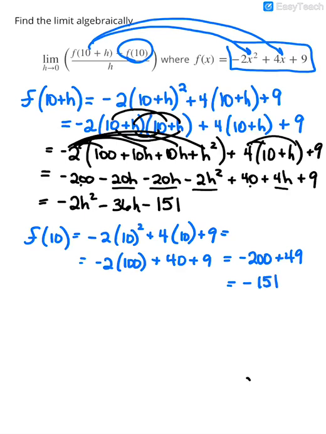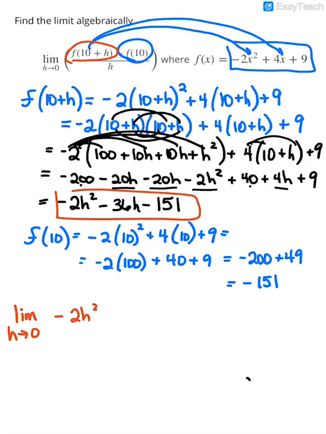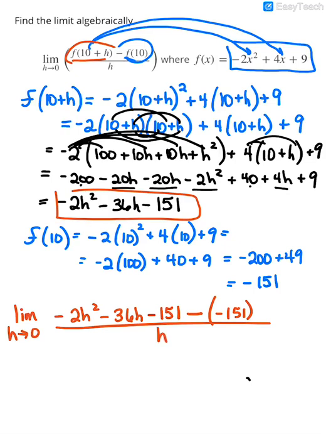So now if I go back to the original problem, I'm being asked to find the limit as h approaches 0 of the f of 10 plus h, so that was this answer here. So negative 2h squared minus 36h minus 151. And then the original problem said to subtract, so minus the f of 10, which is a negative 151, and then divide by h.